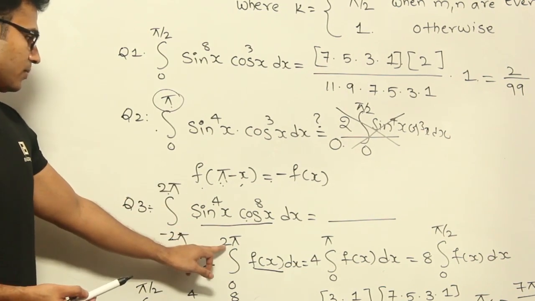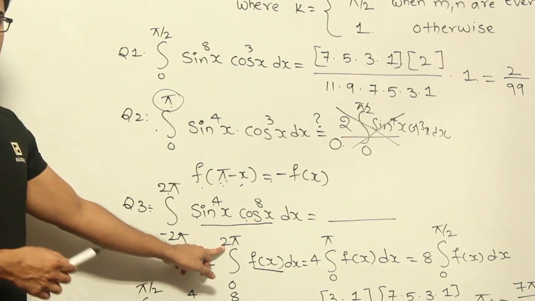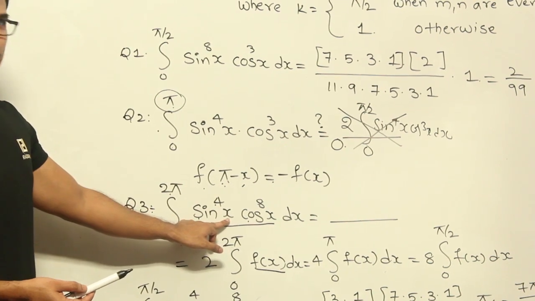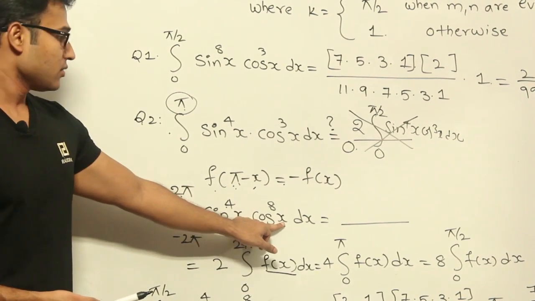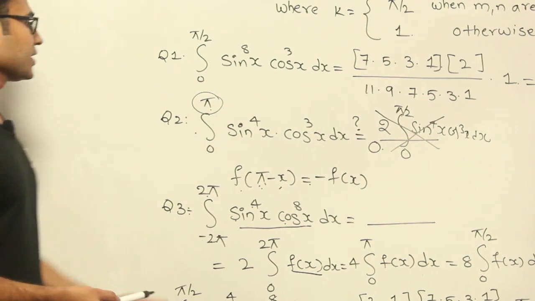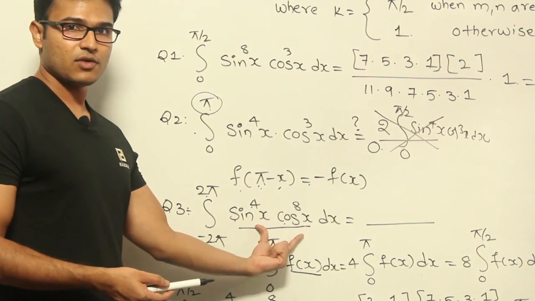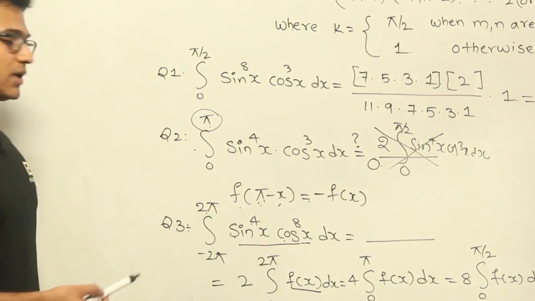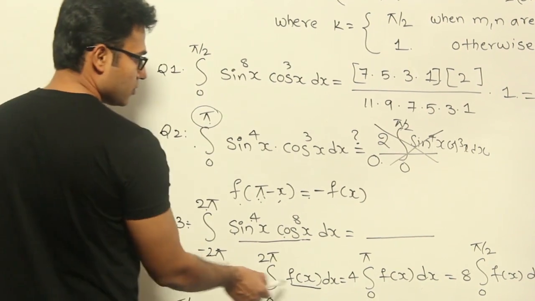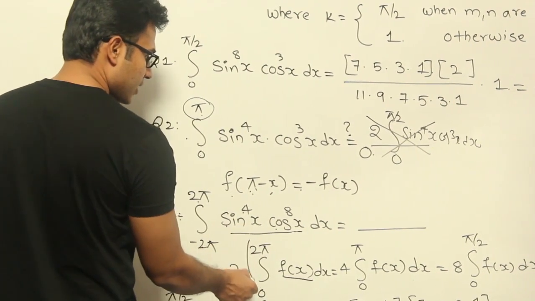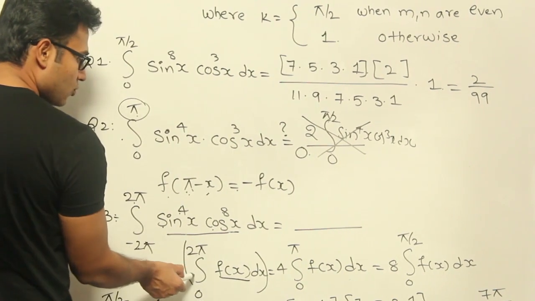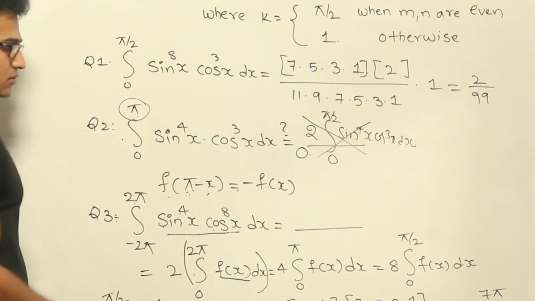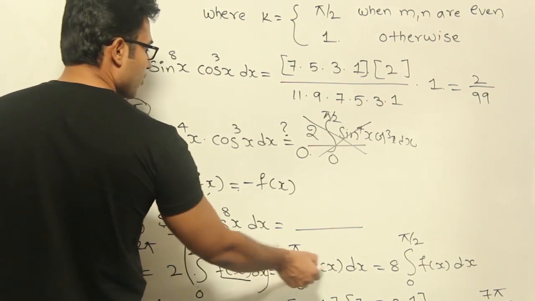Since it is from 0 to 2 pi, you have to check f of 2 pi minus x, which means here you have to place 2 pi minus x in place of x, right? And then you have to check whether it is f of x or not. In this case it happens to be f of x. If you find out f of 2 pi minus x, that will be equal to f of x, which means again it is an even function. Therefore this entire function can be written as 2 into integral 0 to pi, this entire function, right? Now 2 into 2 will be there, which means 4 into integral 0 to pi f of x dx.